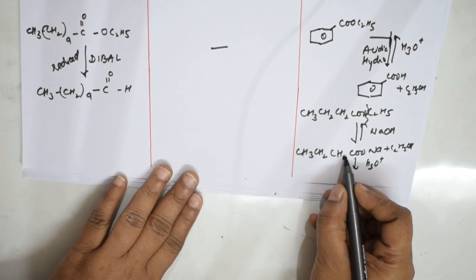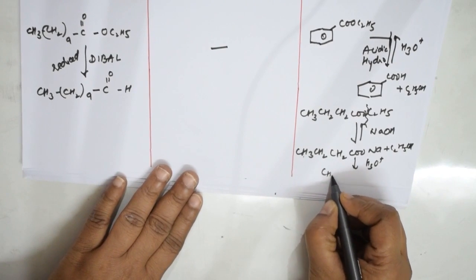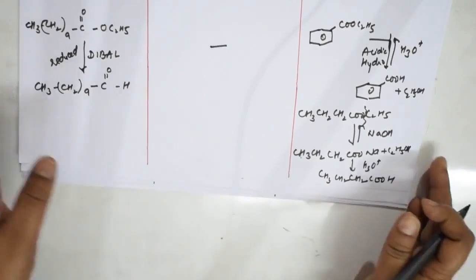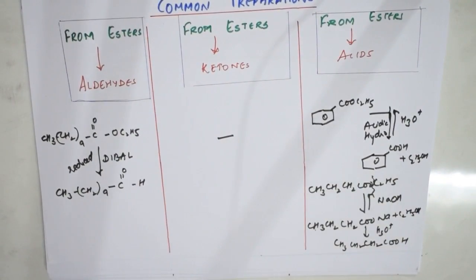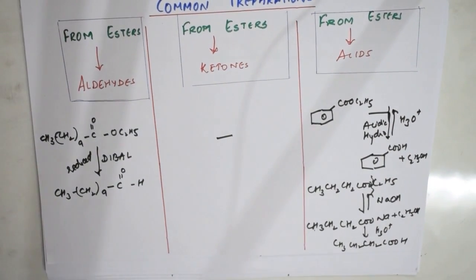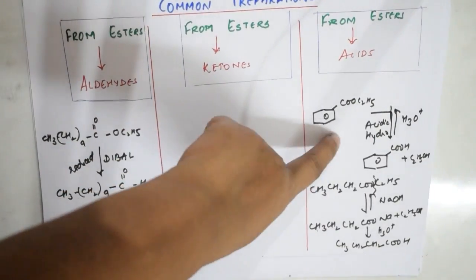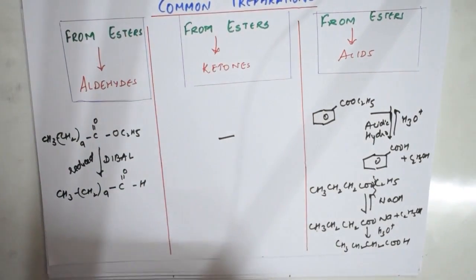So 1, 2, 3, 4. So this is an acid, right, students? This is clear, I think. So we have prepared aldehydes, we have prepared acids, but ketones are not prepared using esters.